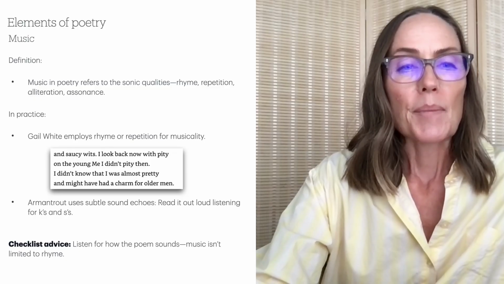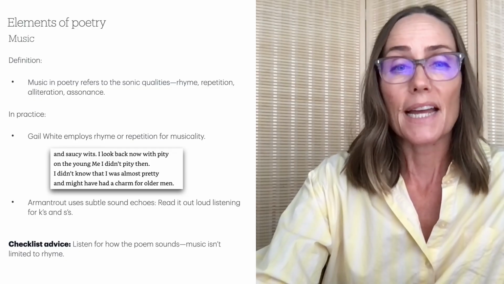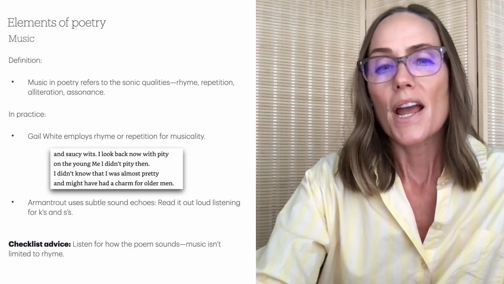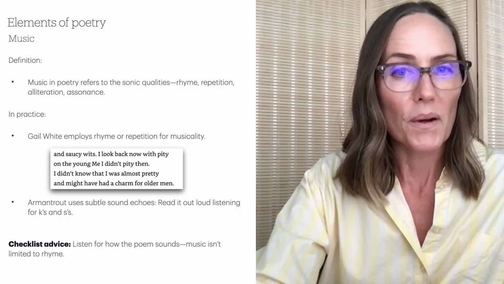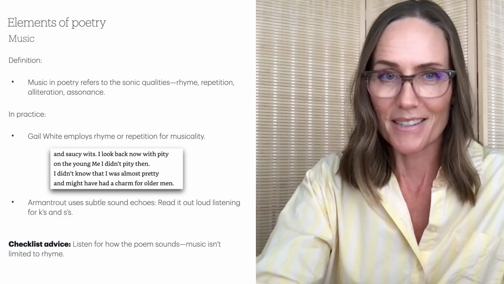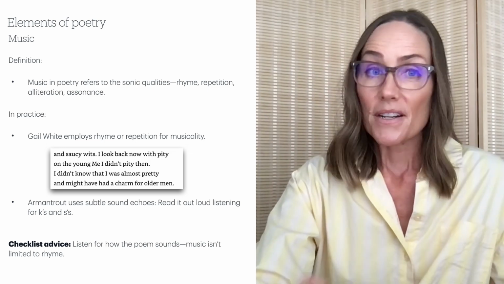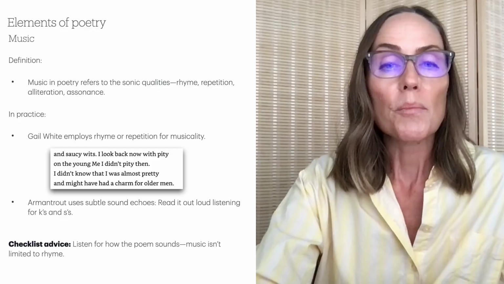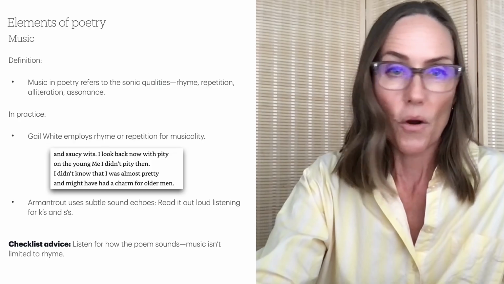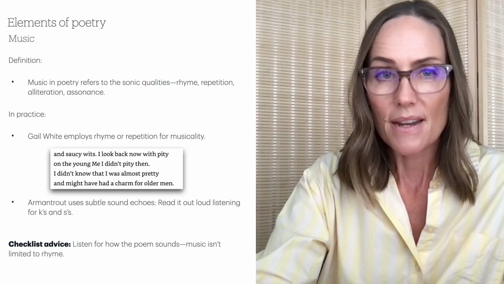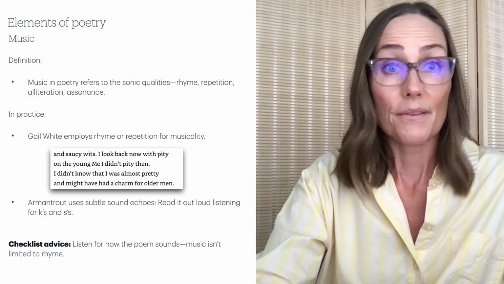So, Armentrout, on the other hand, uses kind of subtle sound echoes. And if you read the Armentrout poem over, read it out loud, listening for the sound of the K's and the S's, especially. You'll hear those sounds echoed throughout. So, as far as advice, listen for how the poem sounds. Music isn't always limited to rhyme, it's also limited to sound repetition and all these other things we're talking about.